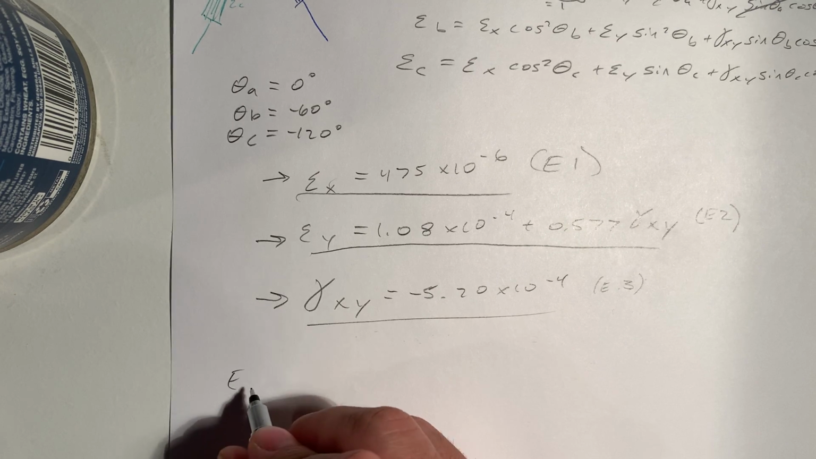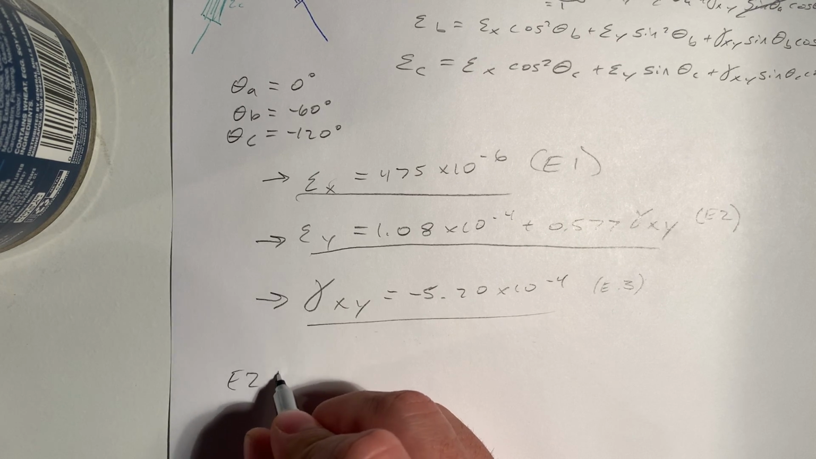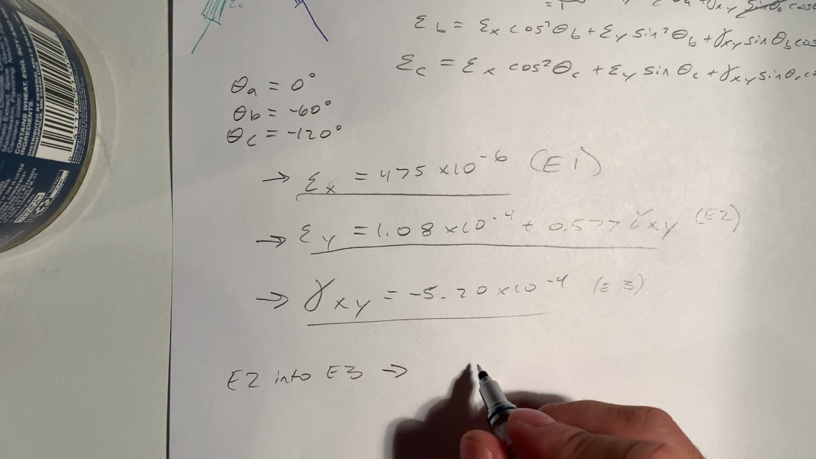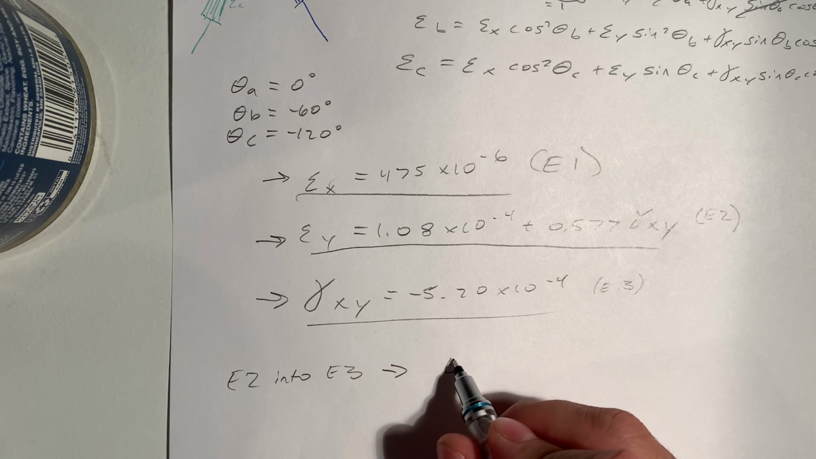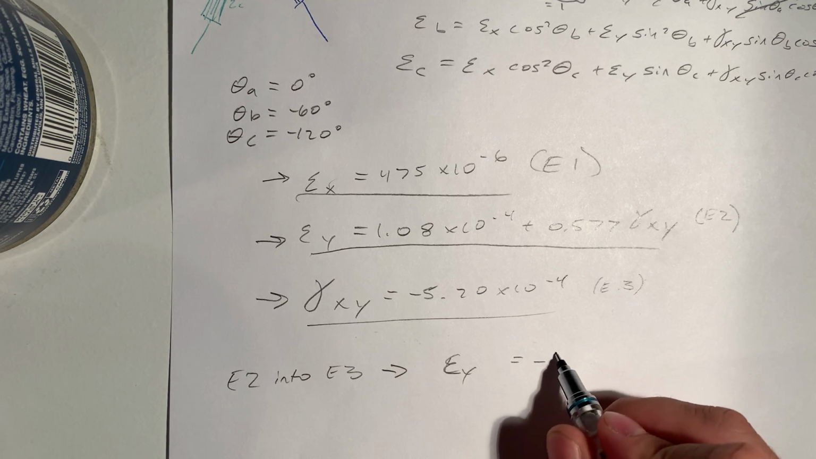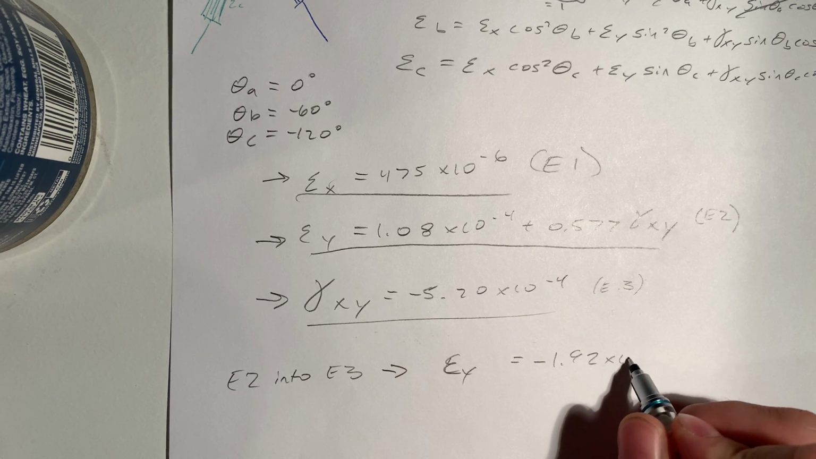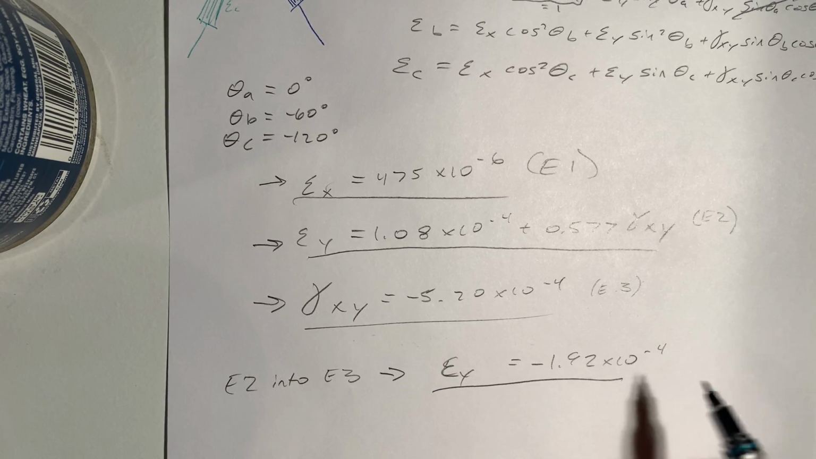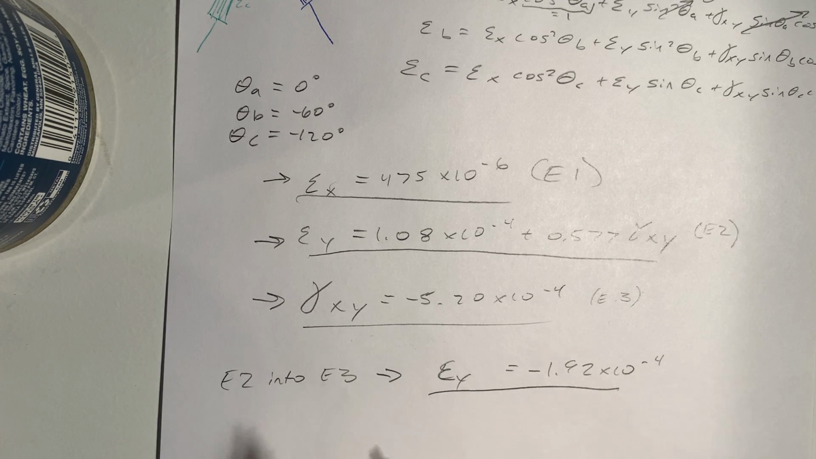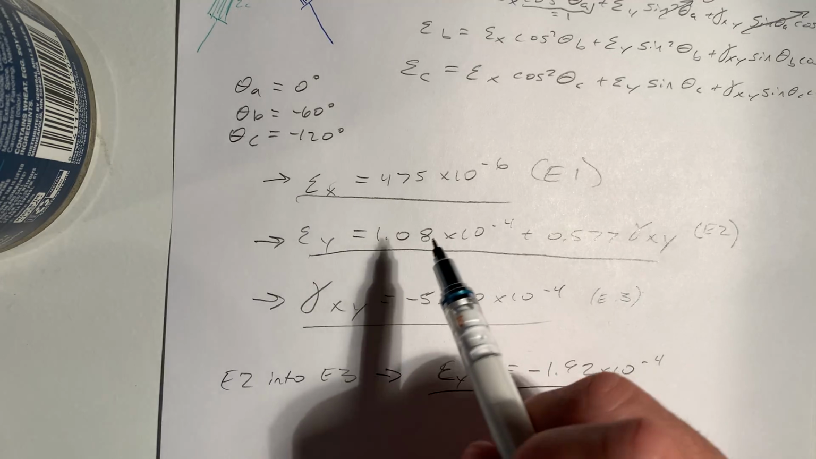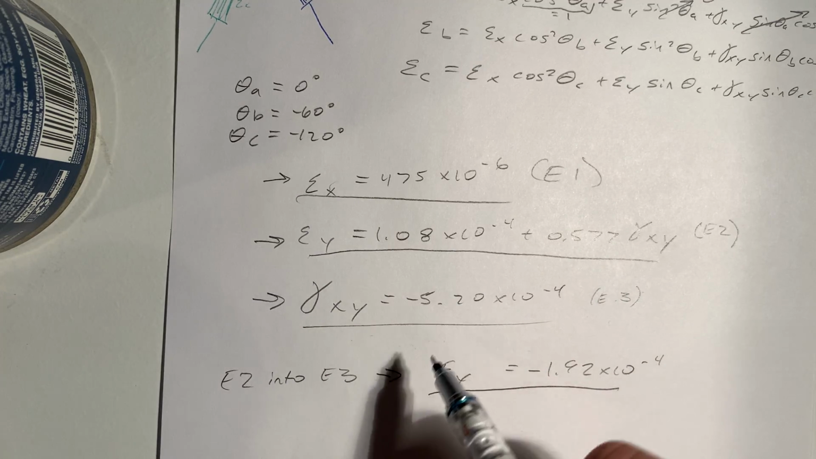So we'll do equation 2 into equation 3. That yields epsilon y to be negative 1.92 times 10 to the negative 4. Awesome. So now we have our epsilon y, our epsilon x, as well as our shear strain.